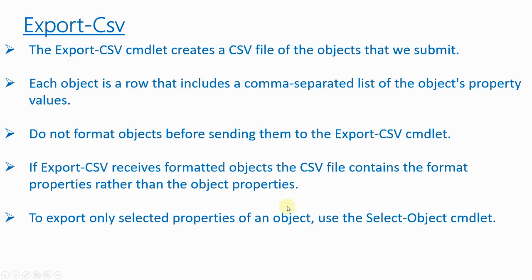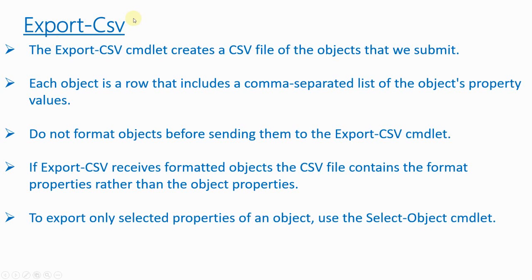And in case we want to export selected properties of the object to the file, then we can use the commandlet called Select-Object. Select-Object will help us in selecting particular properties, and those properties and their values will be exported to the file. So these are some points about this commandlet we should consider before using it.